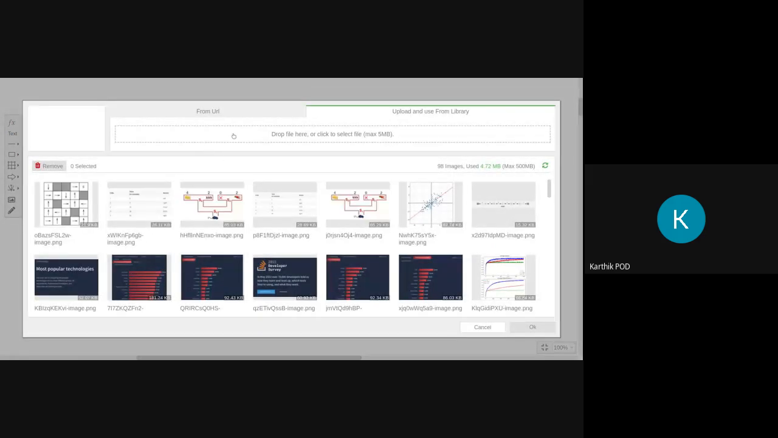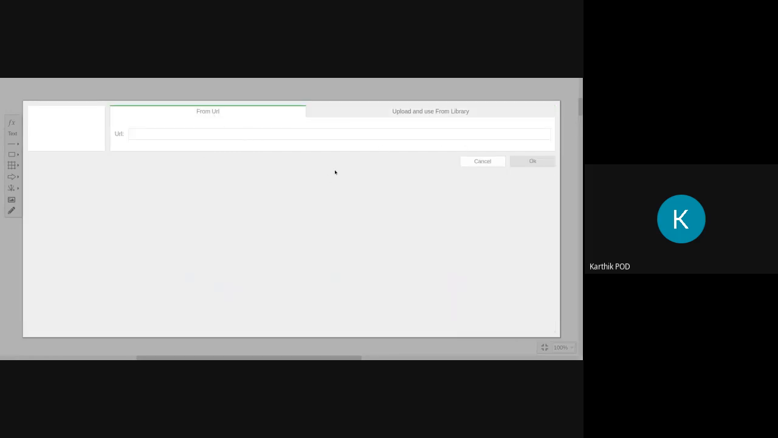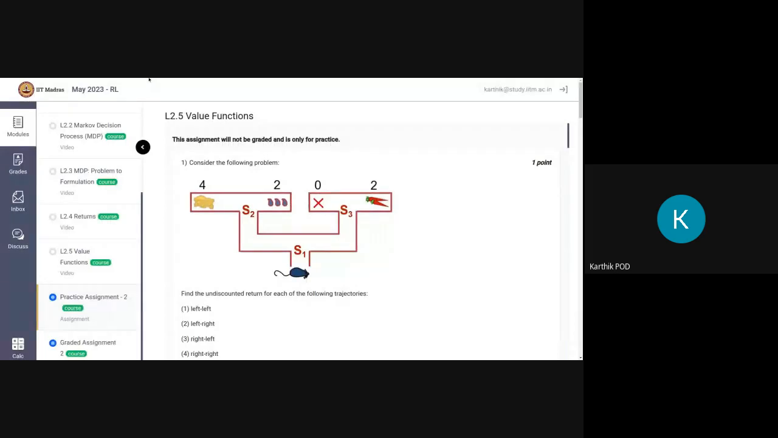So this is the first question. I'll just paste the... okay, let me. Yeah, sure. So just give me a second. I'll have to share my window. That's easier.